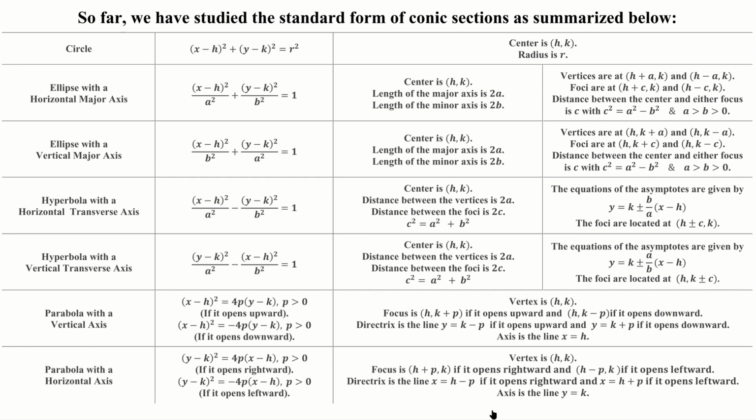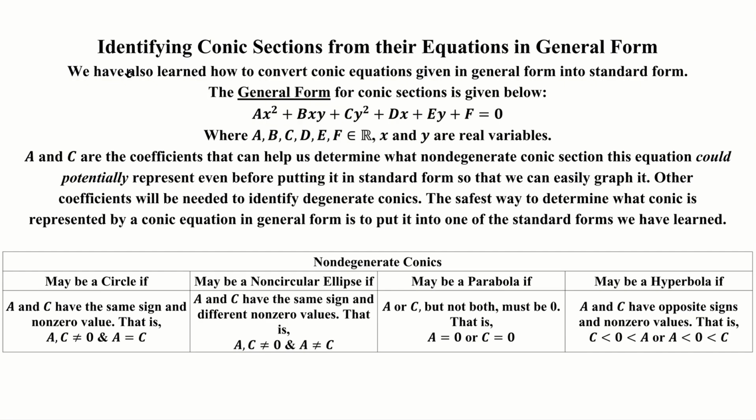First thing we're going to do is look at another form that we have encountered also, called the general form of conic sections. We know that the general form for conic sections is the form given here: ax squared plus bxy plus cy squared plus dx plus ey plus f equals 0, where these coefficients in capital letters are real numbers and x and y are real variables.